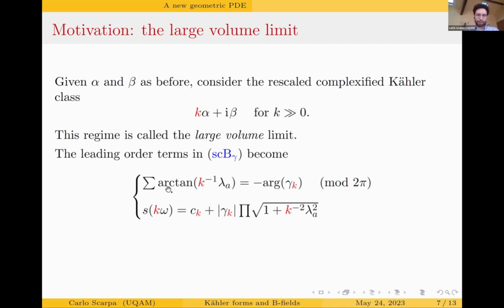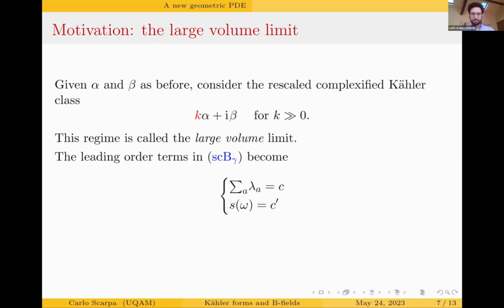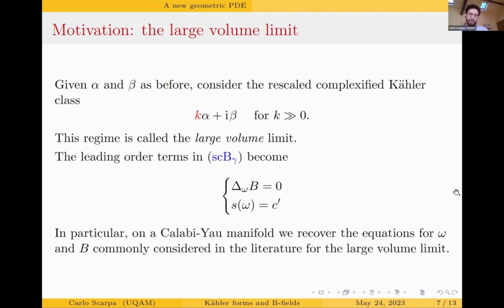It's not very difficult to see that for the first equation, we'll get that the first non-trivial condition is that the sum of the eigenvalues should be equal to a constant, while for the second equation, we'll find that the scalar curvature should be equal to a constant. The leading order terms are those multiplying k to the -1, by the way, and you find this system of equations. Now, if you play around a bit with the Kähler identities, you will realize the first equation is actually just asking of B to be the harmonic representative of its class. So in particular, if we are on a Calabi-Yau manifold, then we exactly recover the equations that are already considered in the literature, at least in this sort of limiting regime.